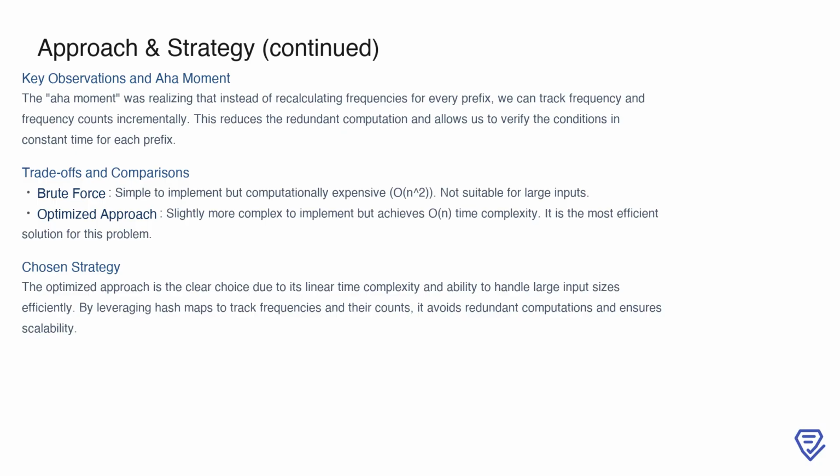When comparing the two strategies, the brute force method is simpler to understand and implement but suffers from a prohibitive O(n²) time complexity, making it impractical for larger arrays. The optimized approach, on the other hand, is slightly more complex to implement but achieves a much better O(n) time complexity, making it the superior choice. By carefully managing hash maps to track frequencies and their occurrences, this approach ensures efficiency, scalability, and correctness, making it the clear strategy to adopt for solving this problem.